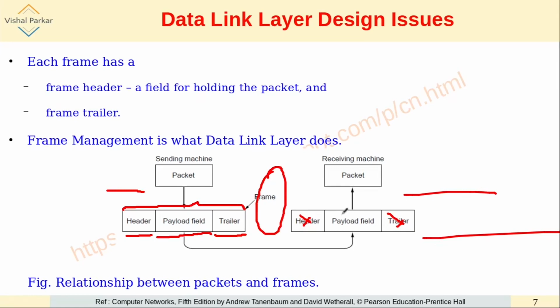So this payload part will be given to the network machine, that is what is called the packet at the destination. So this is the overall functionality of the data link layer, and this is the actual intricacies, I mean the details of how framing is done.